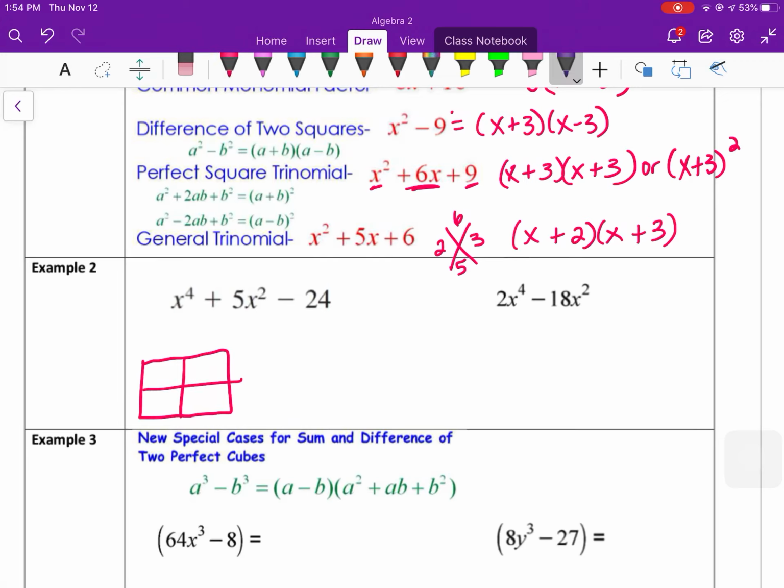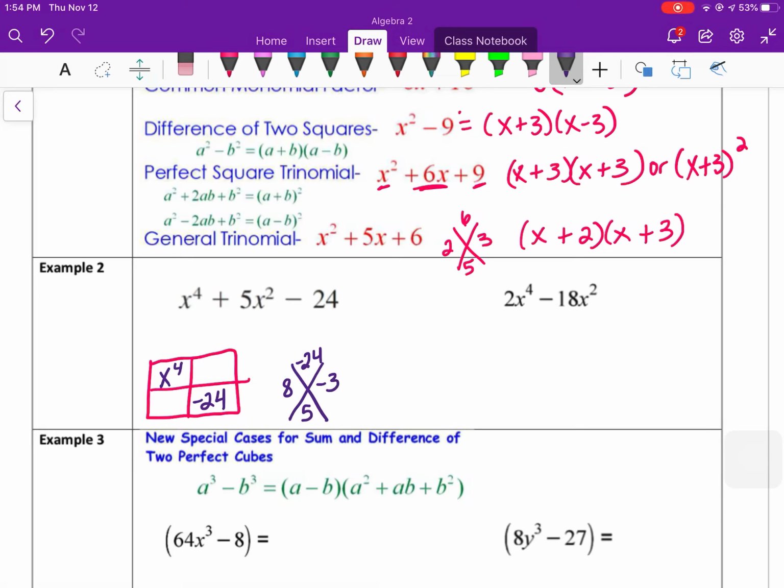Setting it up, x to the 4th would go in the first spot, negative 24 in the last spot. And then it is 1x to the 4th, so 1 times negative 24 is just negative 24. And then I need something that multiplies to negative 24 and adds up to 5. That would be positive 8 and negative 3. Since it is a 5x squared, then this is going to be an 8x squared and a negative 3x squared, because together those make the 5x squared.